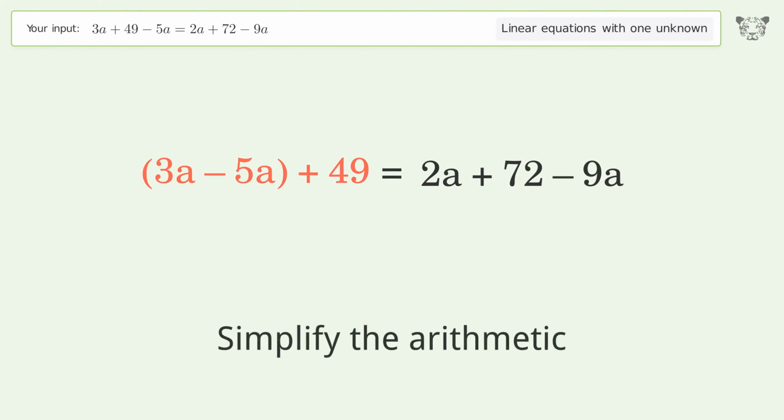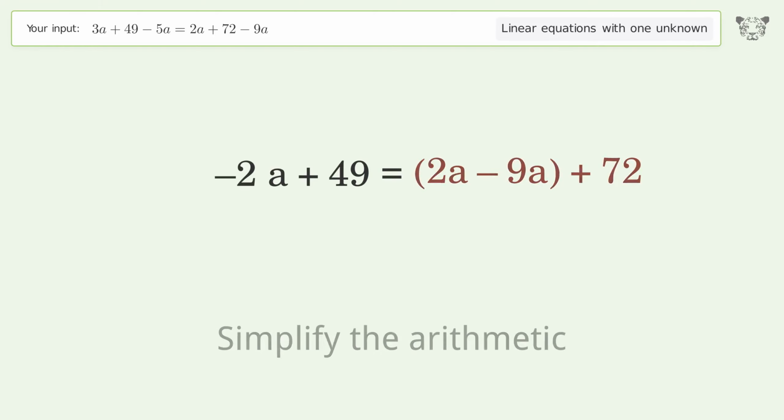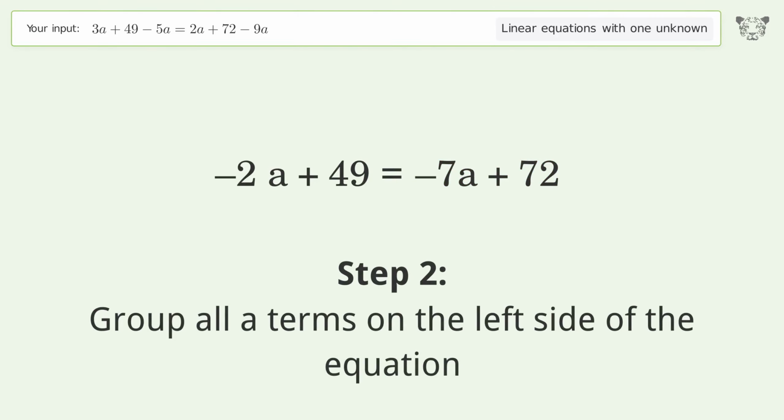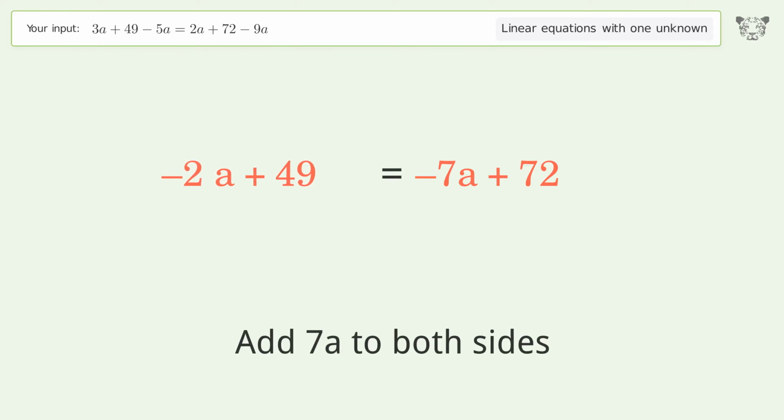Simplify the arithmetic. Group like terms. Simplify the arithmetic. Group all a terms on the left side of the equation. Add 7a to both sides.